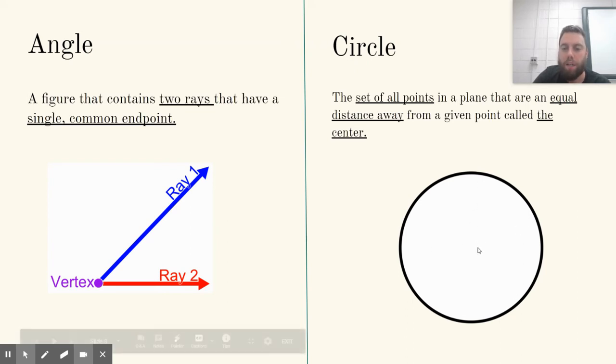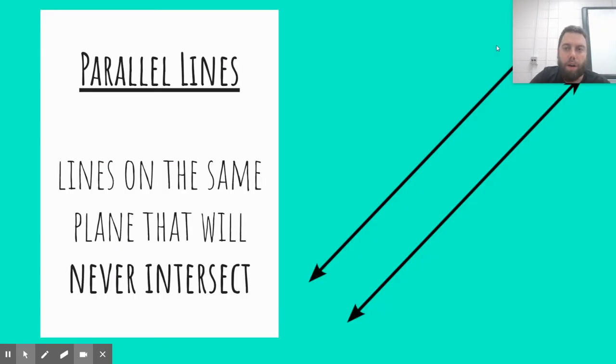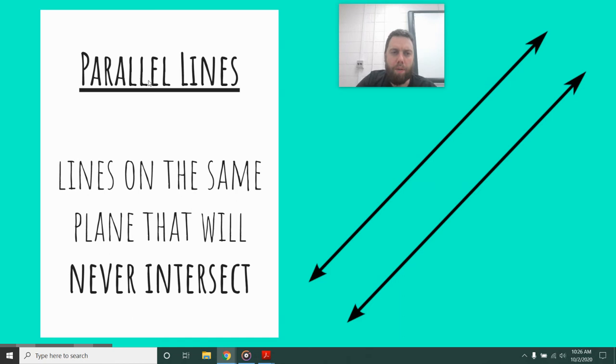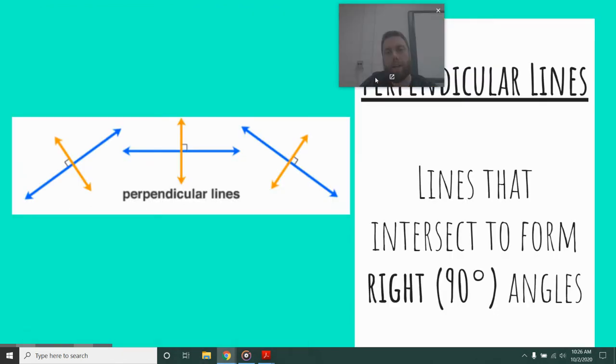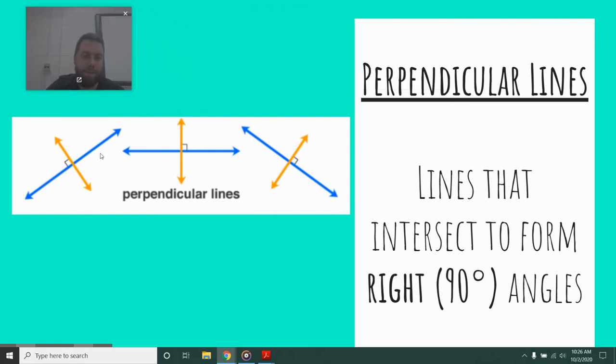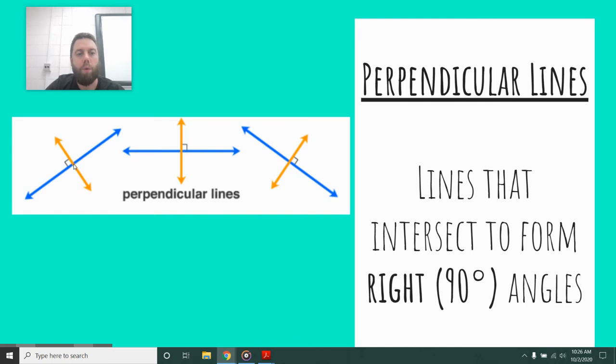This is 10 feet. They're all equal distance away from that center. Okay, parallel lines. I'm sure we remember parallel lines. They are lines that never intersect. So they run side by side with each other, but they never intersect. And conversely, or the opposite, we have perpendicular lines, which intersect at one point, which is a 90-degree angle. These lines are considered perpendicular.